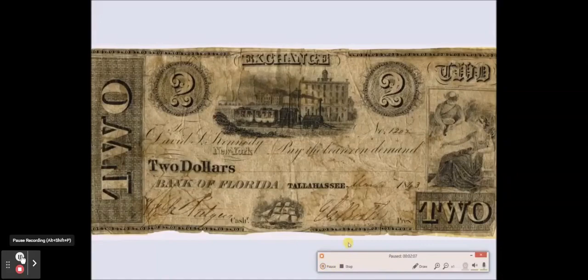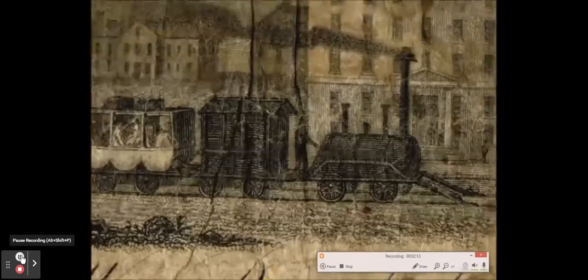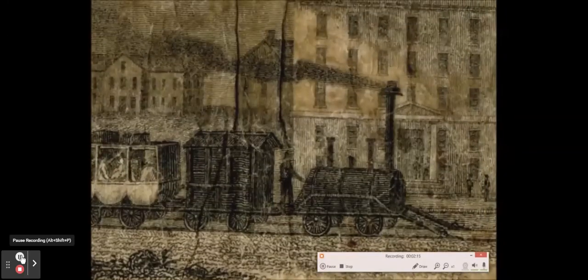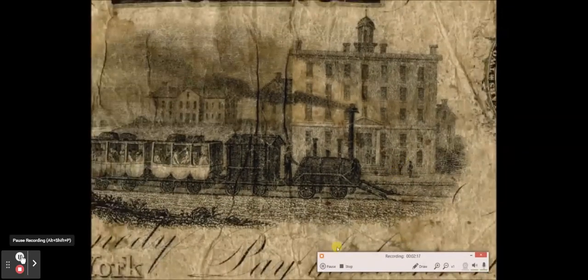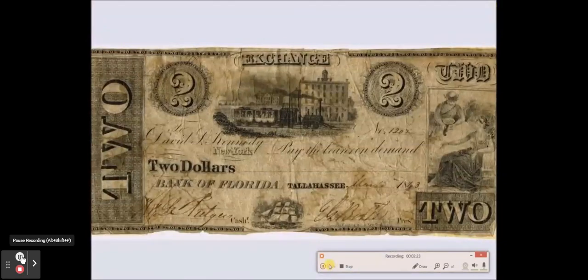This is from 1843. I'm forgetting if I covered this already, and I'm back to the beginning of my images. But you've got a few buildings in the background here. Again, Rawdon, Wright and Hatch, New York.